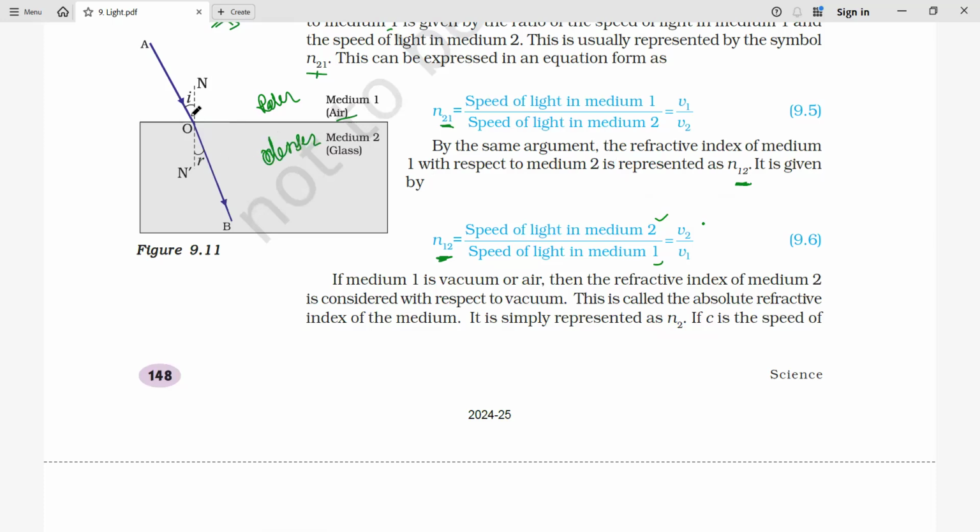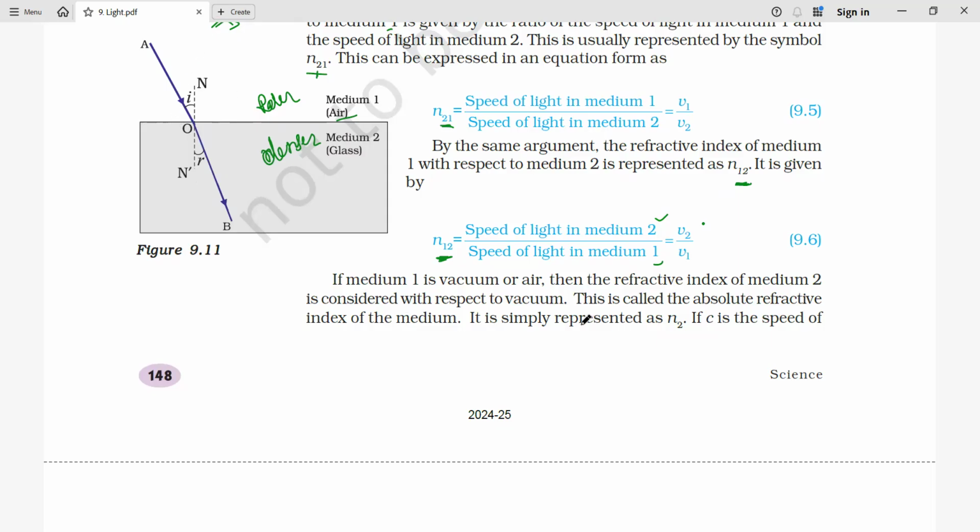Okay. So here again, same thing. This R will be smaller than I. So for this medium, for a particular ray of light, it's going to follow Snell's law also. So sine I by sine R will be the constant.